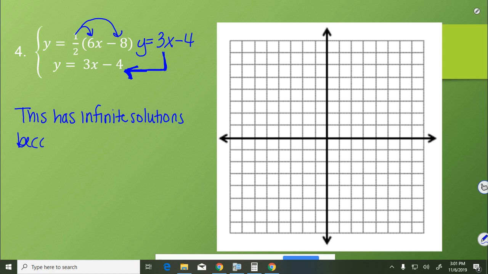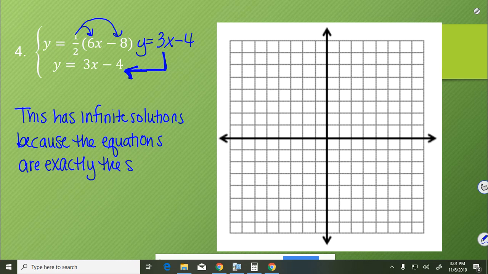because the equations are exactly the same. And as a result, we only have to graph one of them. So we start at negative 4, and we go up 3 over 1, or down 3 and left 1, and draw our nice straight line through those points, arrows on both ends, and we're going to label it with both function rules to show that we understand that they are the same.